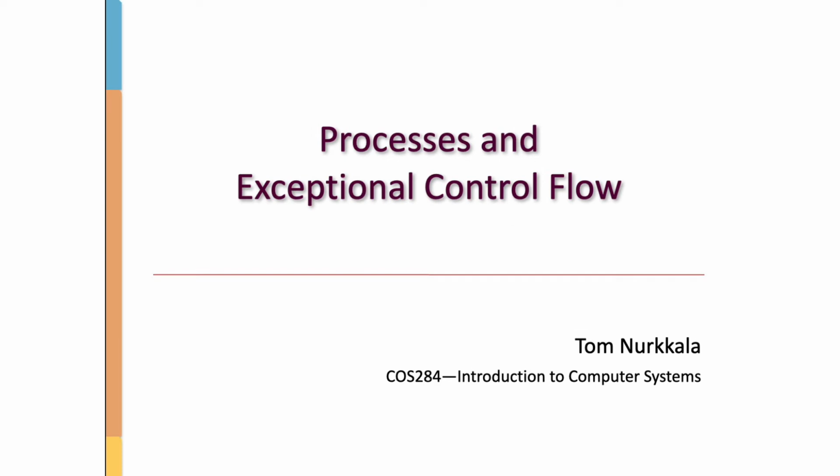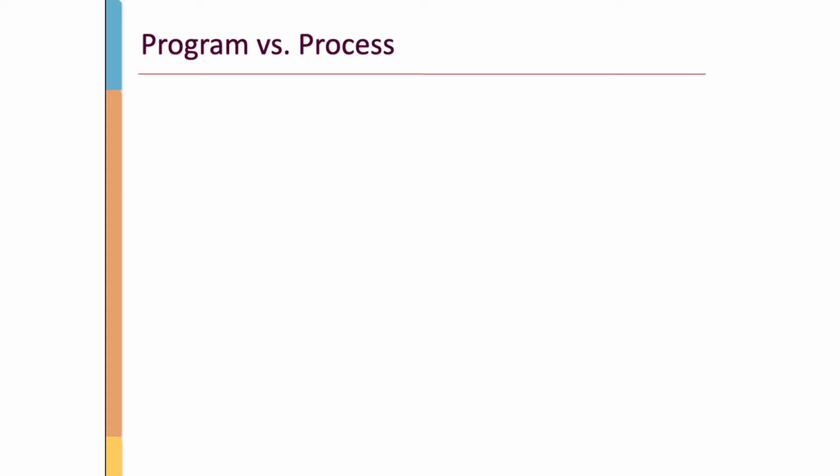Another foundational idea in computer systems is the notion of a process, and we've been talking about this a little bit, but we want to dive into it in a little bit more detail now. And that's going to lead us into a little discussion of exceptional control flow, which is used by the process mechanism and by other important things that take place under the hood. First thing to note is the difference between a program and a process.